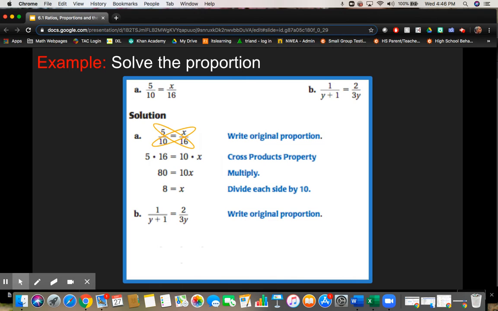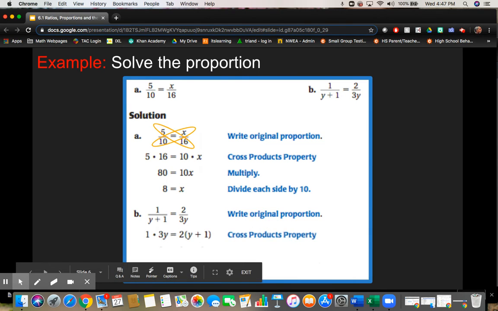If you have addition anywhere in your fraction or subtraction anywhere in your fraction, you're going to need one extra step. So let's look at B. Look at the y plus 1. We're going to need a little something extra to deal with the fact that there's a plus in one of the pieces of the fraction. Locating our means and extremes, we're going to see that it's 1 times 3y is equal to 2 times y plus 1. If you wrote y plus 1 times 2, that's okay.